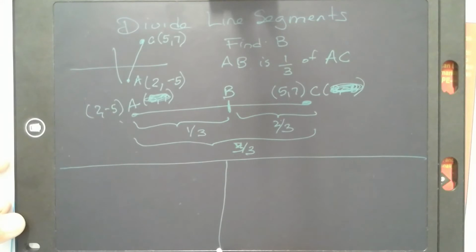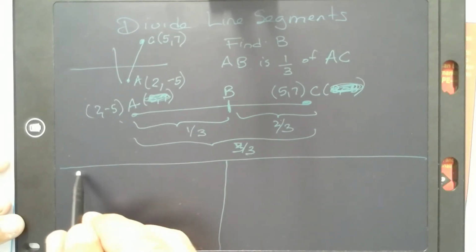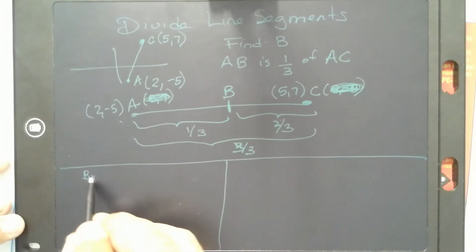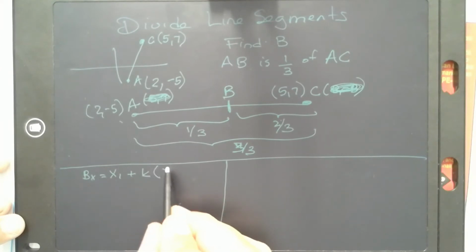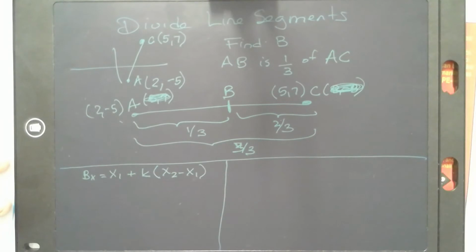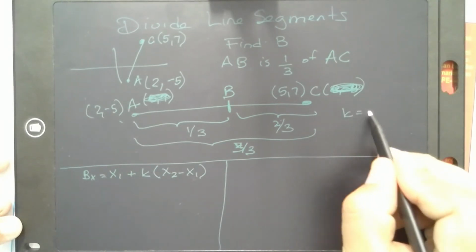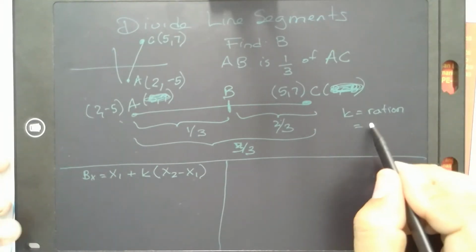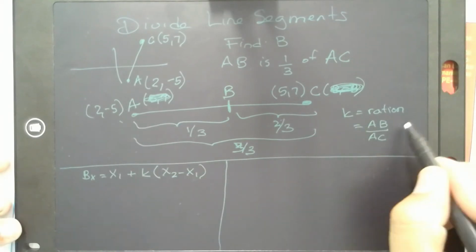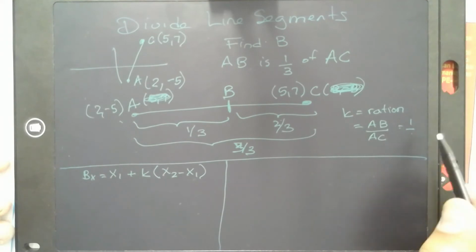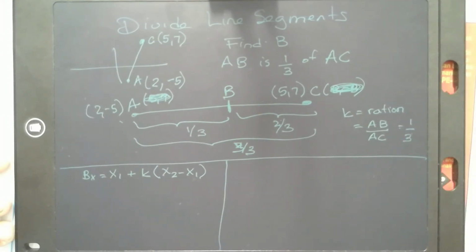So to find point B, we have this formula. I'll write it this way: B of x is equal to x1 plus k times x2 minus x1. What's K? Very good. K is actually the ratio, which is going to be AB over AC. So AB is represented by 1 over AC, which is represented by 3. So the ratio here will be 1/3. Sometimes they'll give you the ratio of AB and the ratio of BC, but they won't give you the total distance, so you have to figure that out.